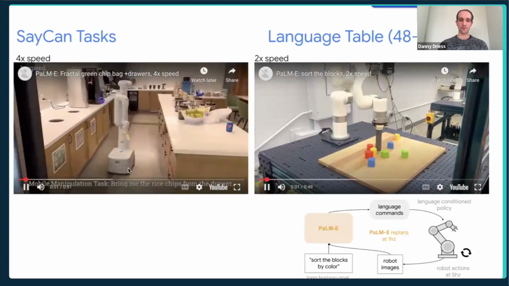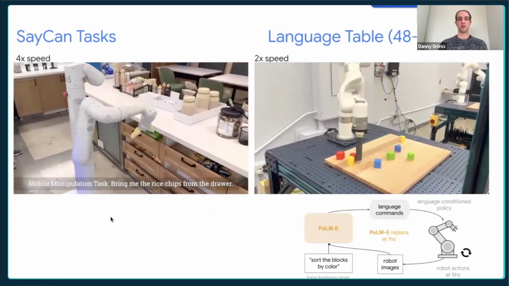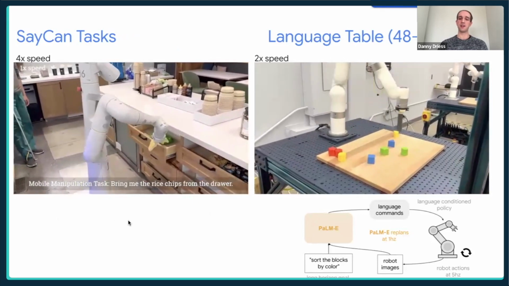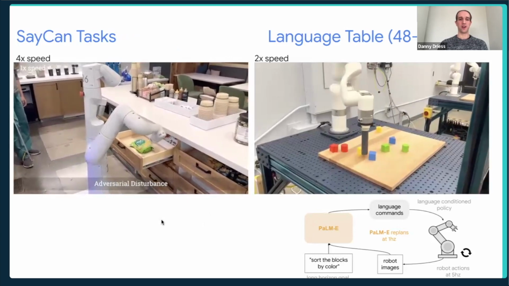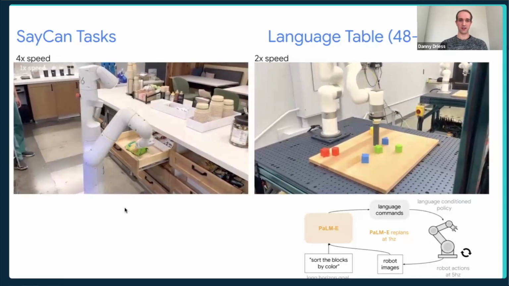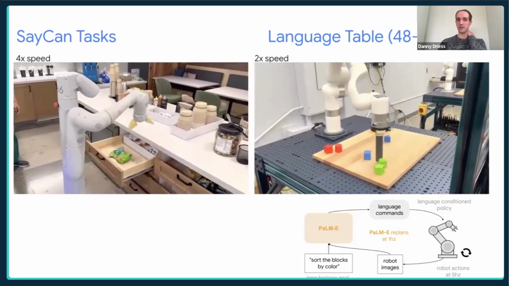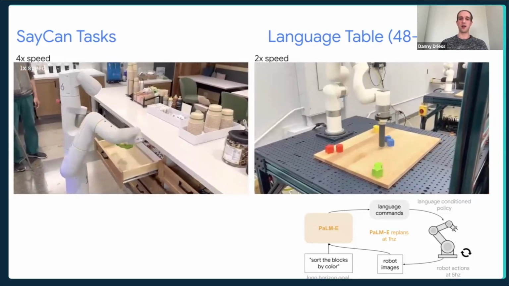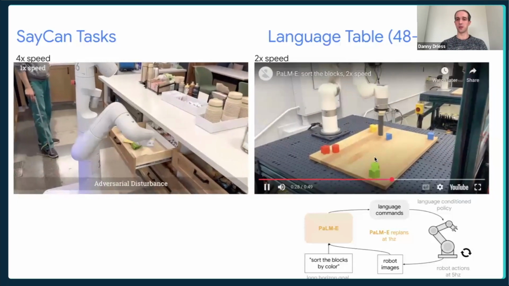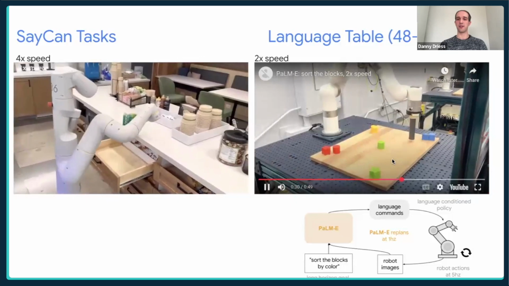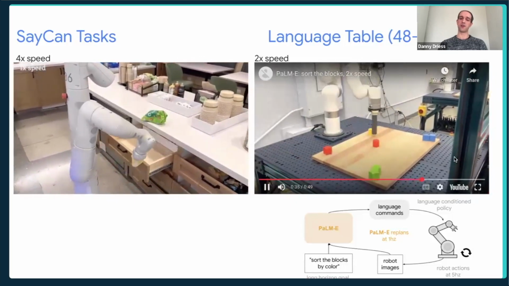So for example, here we see a robot that's being tasked to bring the rice chips from the drawer, and PaLM-E here is running in a closed loop. It's trying to grasp this here, but then there will be a disturbance, and because the model actually looks at the scene all the time, it realizes this and replans. And similarly here, the robot is pushing objects around, but then someone puts an object again in the middle, and the model recognizes this.